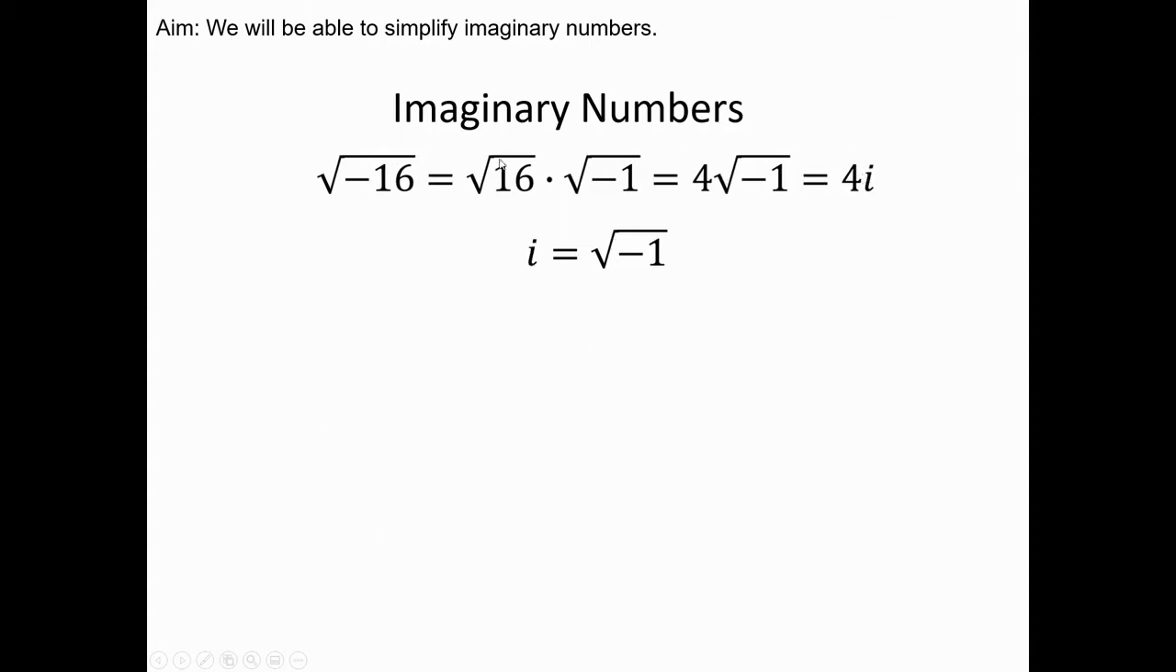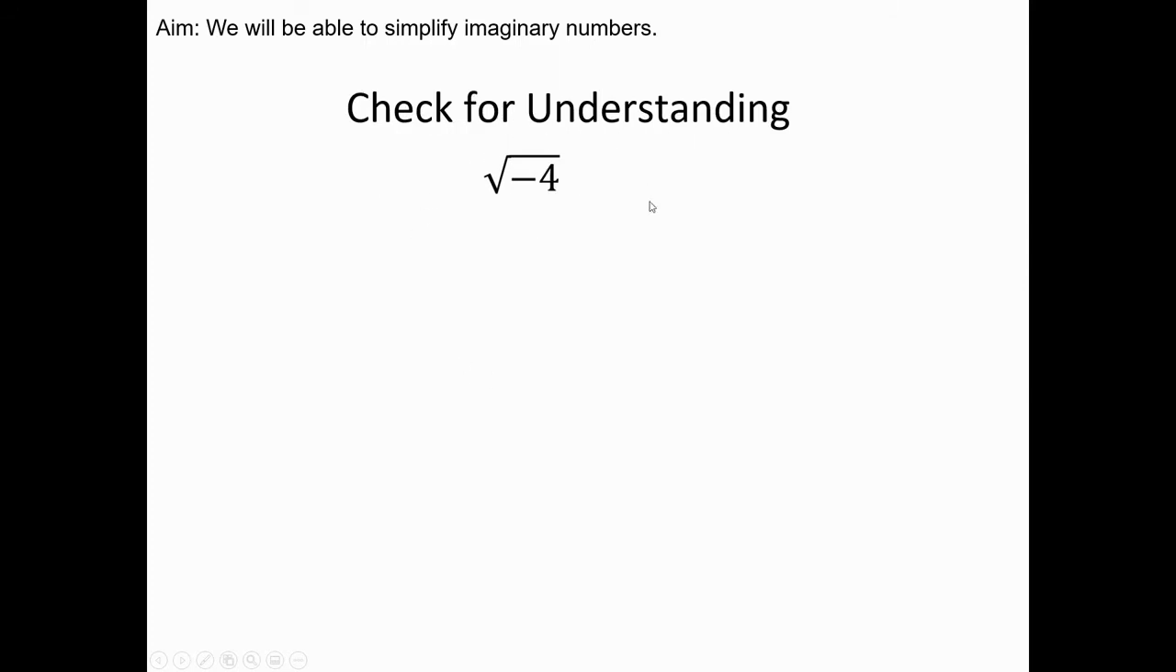Just to show you guys a few more examples of this: square root of negative 4, square root of 4 is 2, right? So this is 2i. Square root of negative 100, square root of 100 is 10, so that's 10i. Square root of negative 64, square root of 64 is 8, because 8 times 8 is 64. So because of the negative, it becomes 8i. So on and so forth. So we have to keep that in mind.